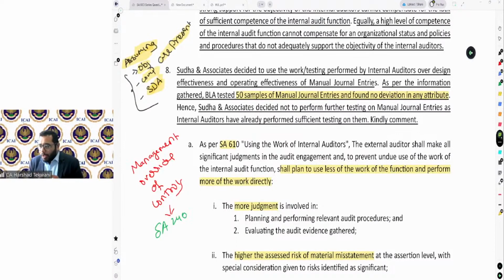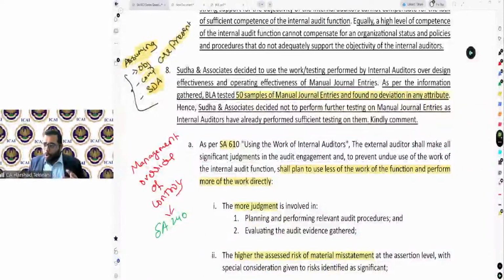So if you write collusion by the management, chances of high error, human intervention, easy manipulation, that is not an appropriate term or answer that is being looked for. You need to be specific in your answers, like, there is a risk of management override of control, as per SA 240. Clear? So you need to be specific in your answers rather than just being generic.